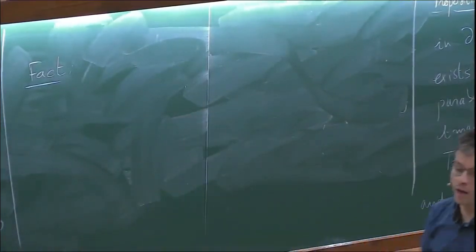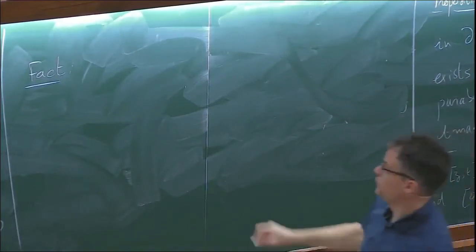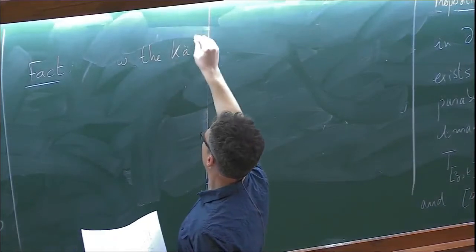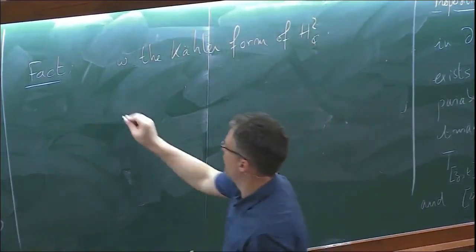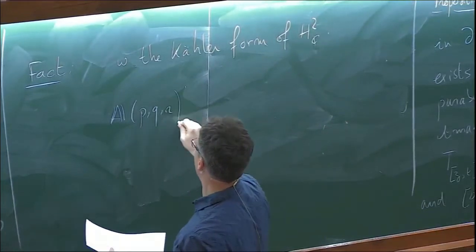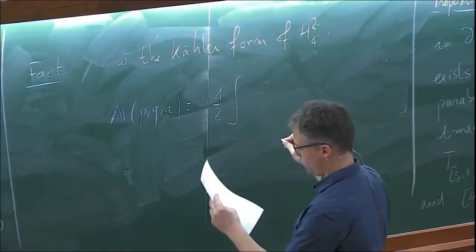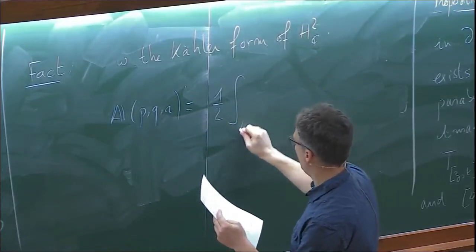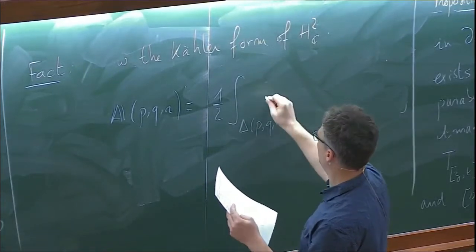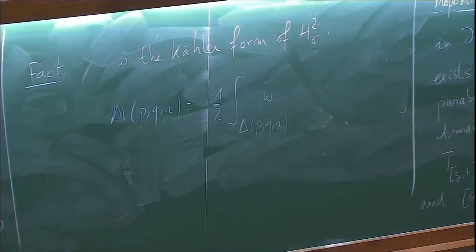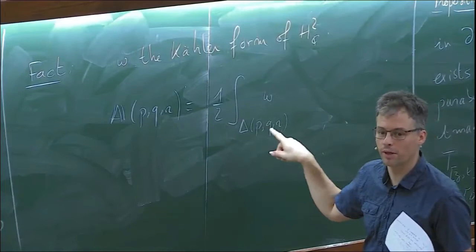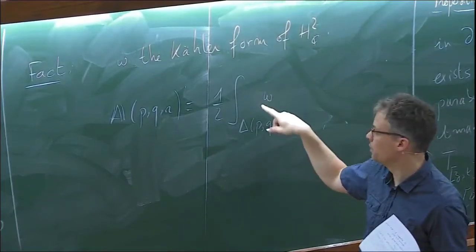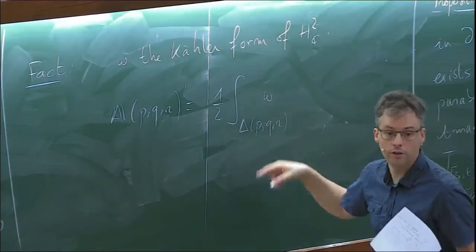Because this is an elementary proof, which is nice in projective geometry, but here is a more geometric justification. Fact: the metric I described is actually a Kähler metric, and if I denote by omega the Kähler form of H2C, then A of PQR is 1/2 of the integral over any simplex built on PQR of omega. Okay? So what does it tell us? The choice of a simplex built on PQR is not unique, but it doesn't matter because omega is closed, so the integral doesn't depend on it.